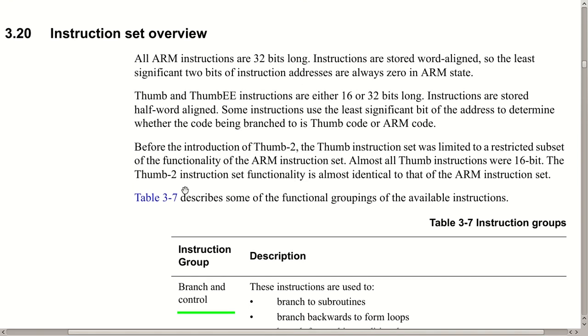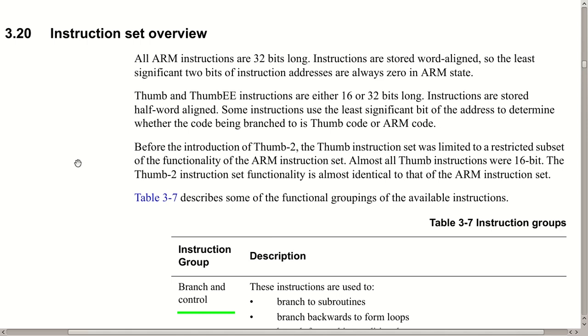Hi, in this video we are going to have an overview of ARM instruction set. ARM instruction set is a set of 32-bit instructions. ARM version 4T and later processors defined a 16-bit instruction set called Thumb instruction set to reduce the code density. But they come at a price of performance.